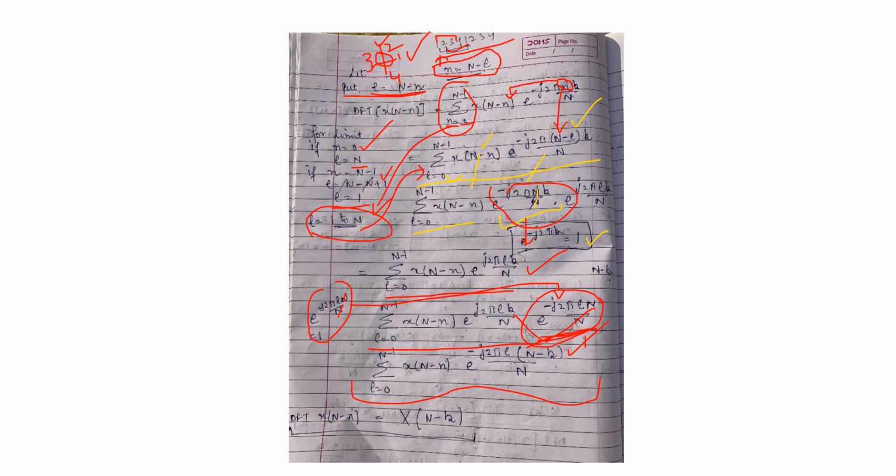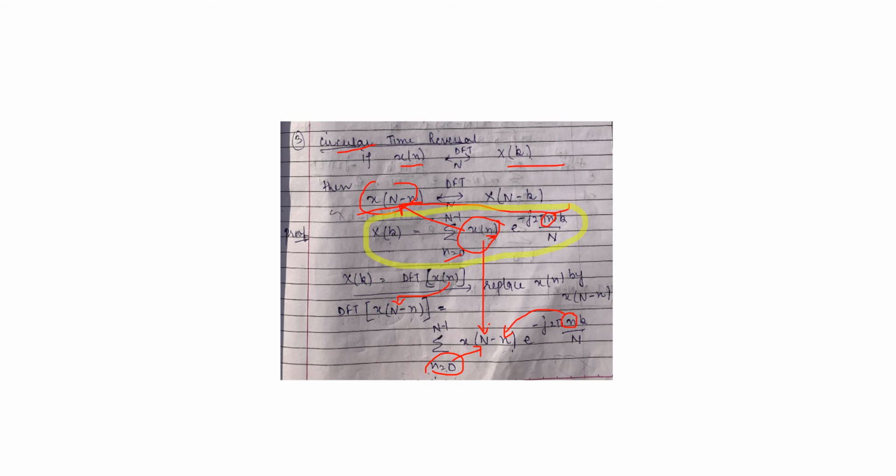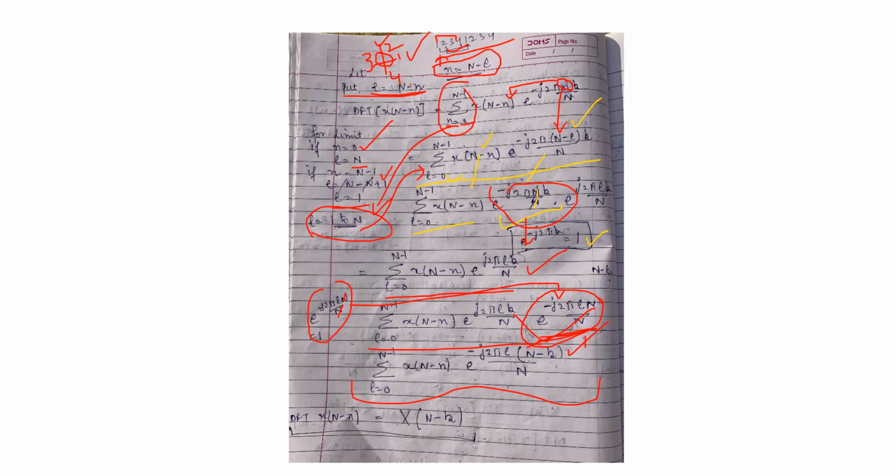If we compare this with the standard formula, x of k is summation n equals 0 to N minus 1, x of n, e raised to power minus j 2 pi n k upon N, meaning wherever there is a k, we write x of k. In this equation, k is now replaced by N minus k, so we write x of N minus k instead of x of k. So the DFT of x of N minus n is equal to x of N minus k. This was the solution of the time reversal property.